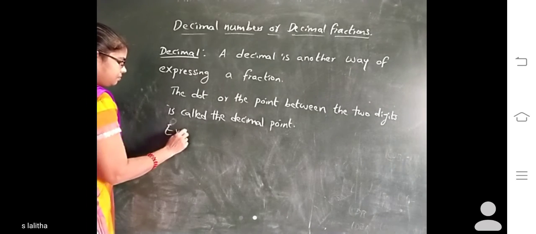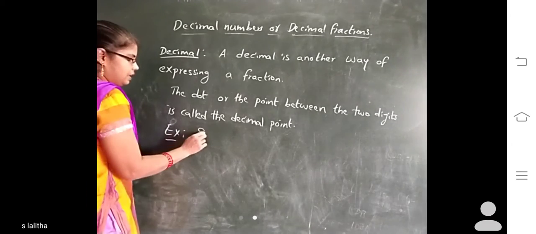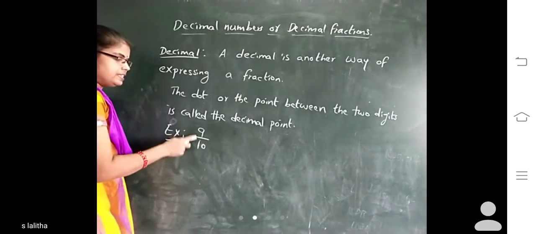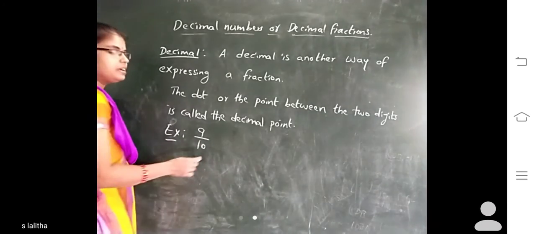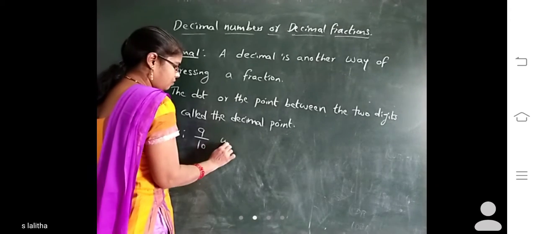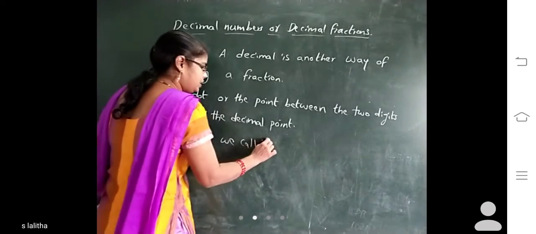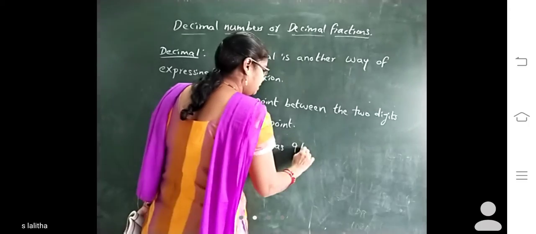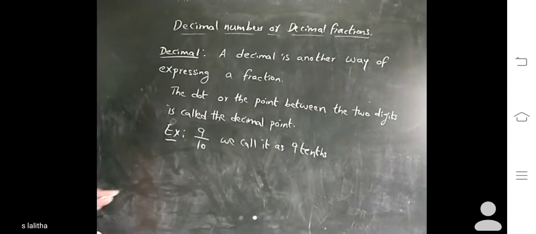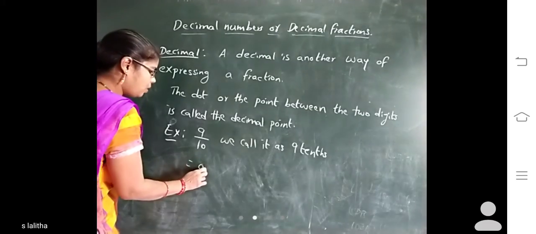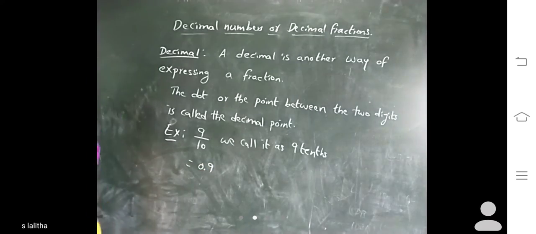Example: 9 by 10. What do you call this number? 9 tenths. Okay. This can be written as 0.9.